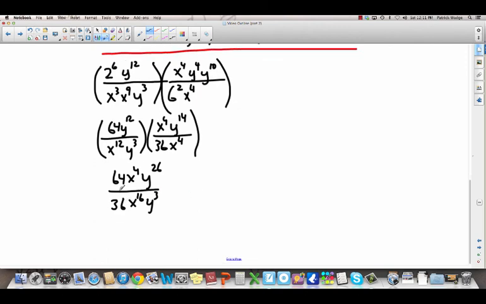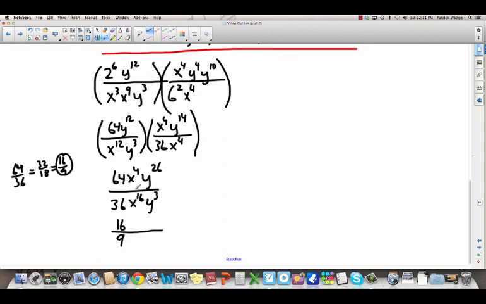64 over 36, you could divide it and get a decimal, but we want to keep it as a fraction. So what you do is you ask yourself, what can I divide? Just like if you had this fraction, 64 over 36, and I asked you to put it in lowest terms, you'd say, well, I can divide them both by 2 and get 32 over 18. I could divide by 2 again and get 16 over 9, and that's it, 16 over 9. So that's exactly what you do here. You think of this like a fraction, and you write 16 over 9.